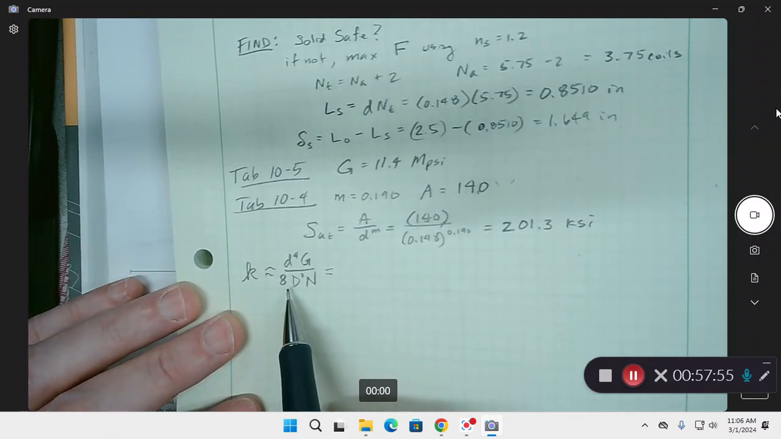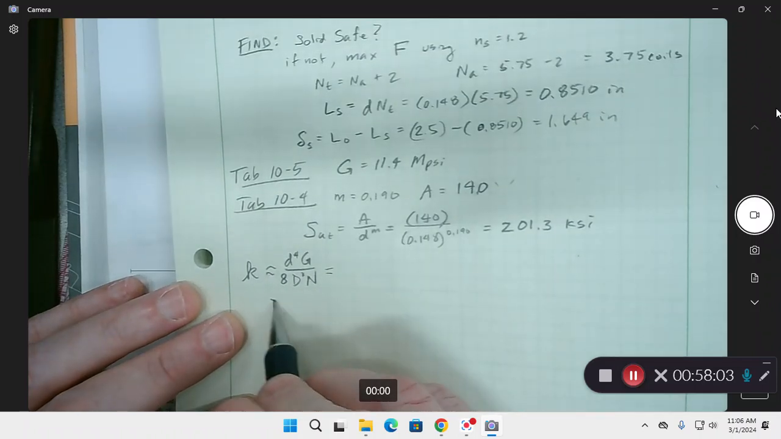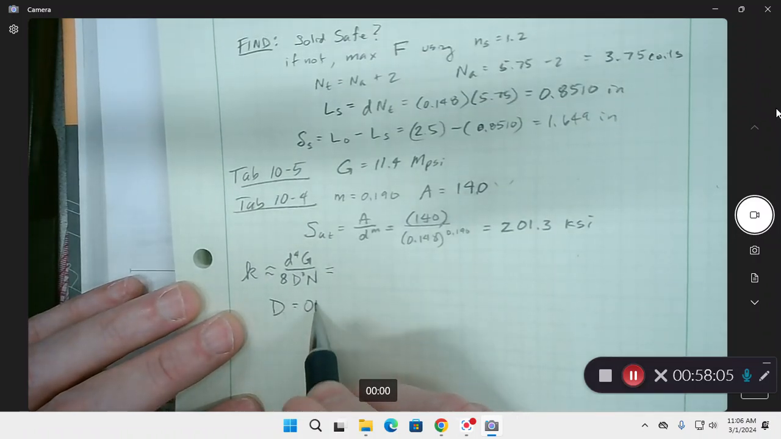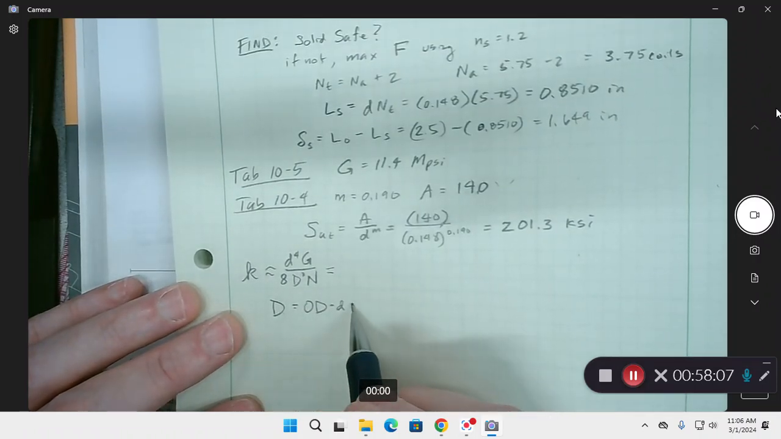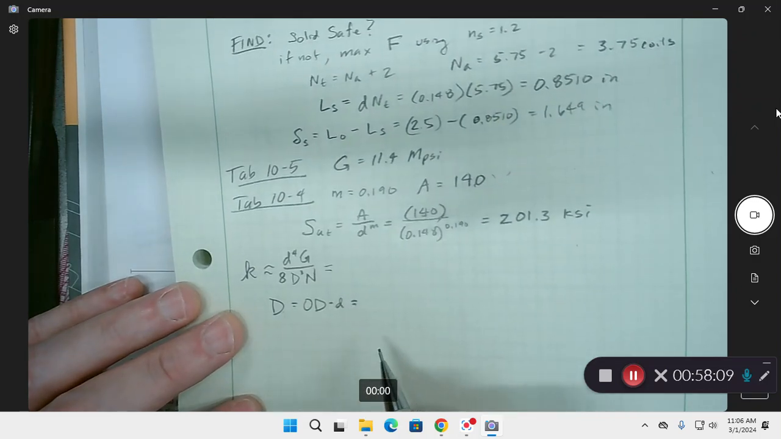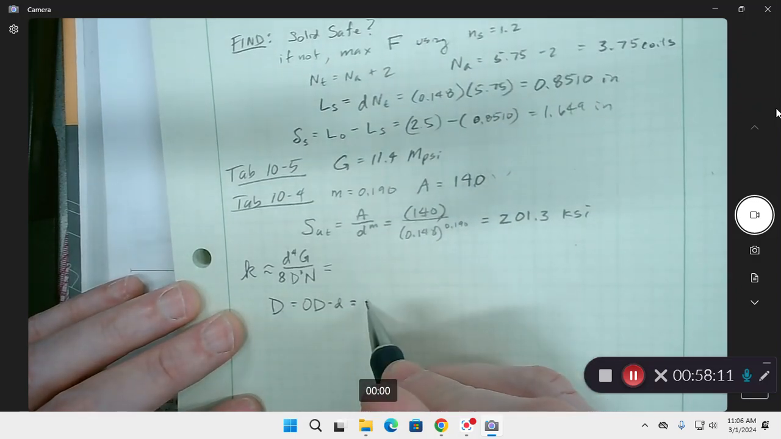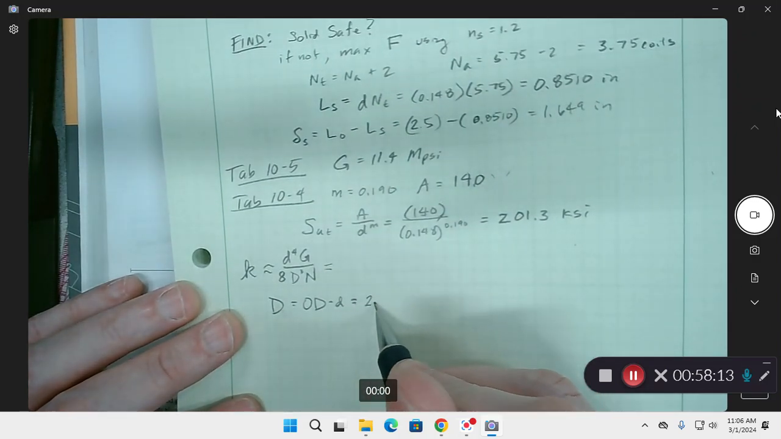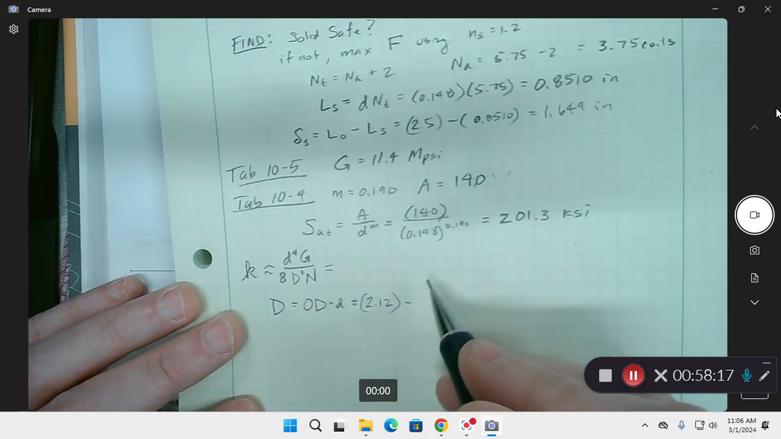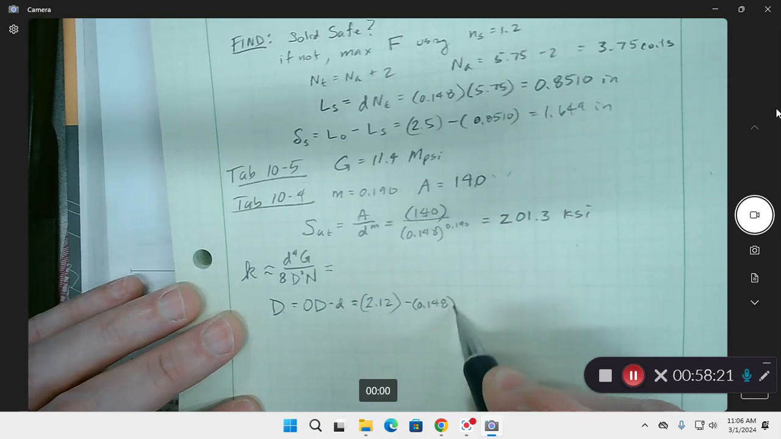Is the diameter of this big D? Big D is not the OD. Big D is OD minus the little d. Easy mistake, common mistake to make. I almost made it.